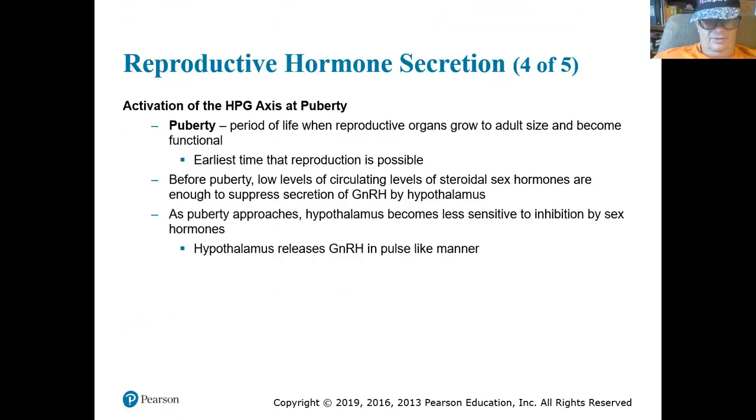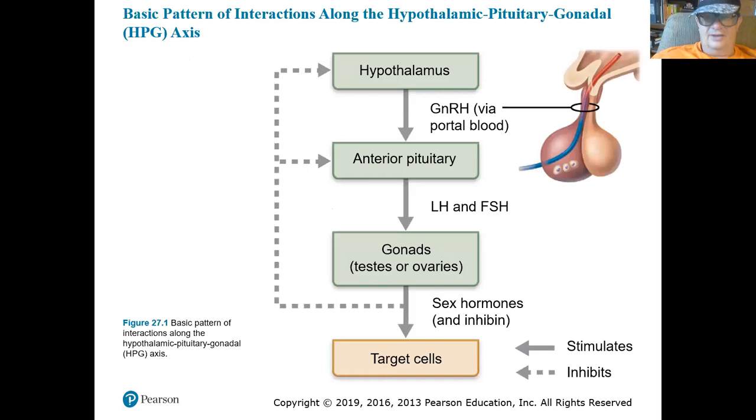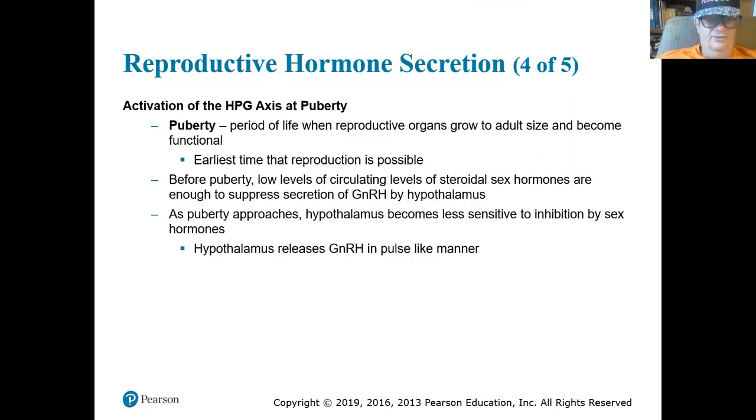So we've got that activation of the axis. Puberty is the stage of life when we become reproductively active. Those organs grow to their adult size and they become functional. We can't really reproduce before the organs can do the job. Now, before puberty, there are low levels of circulating steroidal sex hormones that can suppress gonadotropin releasing hormone.